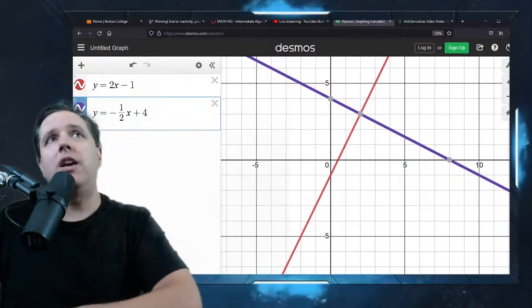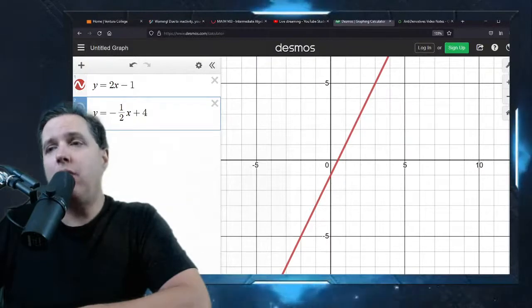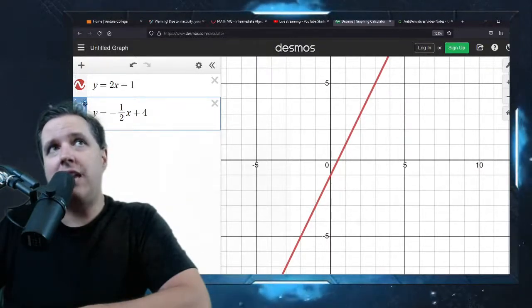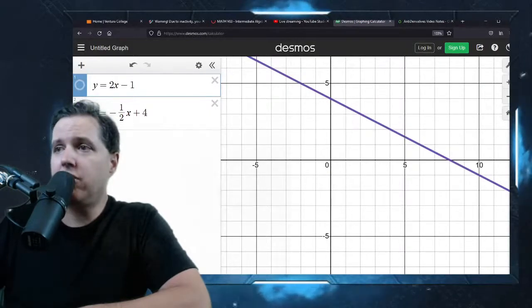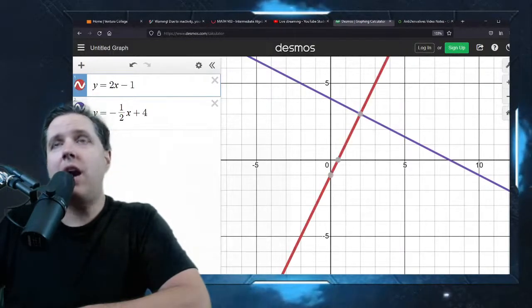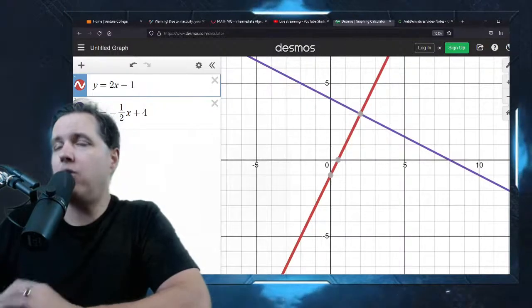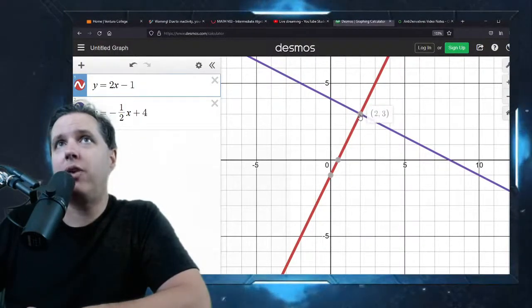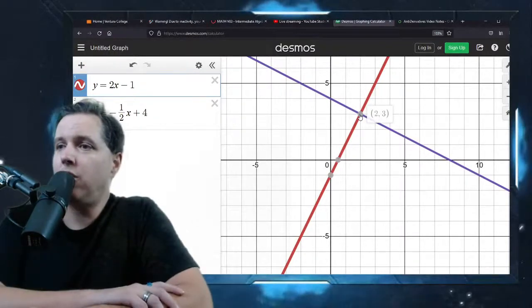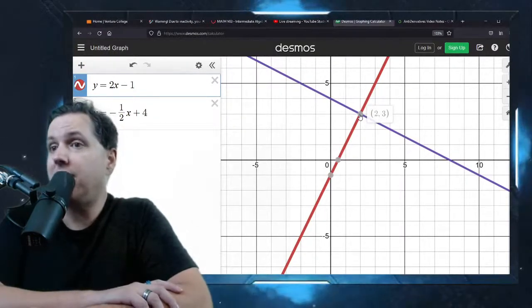Okay, so let's just review. If all the points on this red line are the solutions to that equation, and all the points on this purple line are the solutions to that equation, then how could we find a solution to both equations? Well, that's what we call the intersection, right? Right here. This point right here, 2, 3, that's the only point that lies on both of these lines.